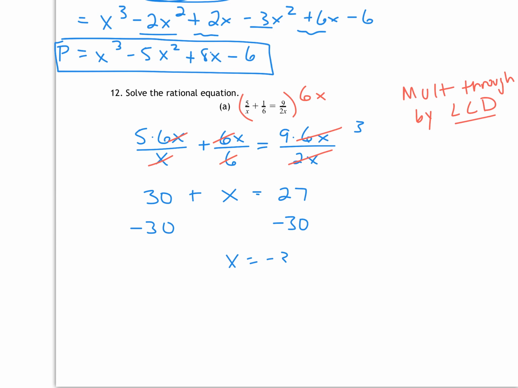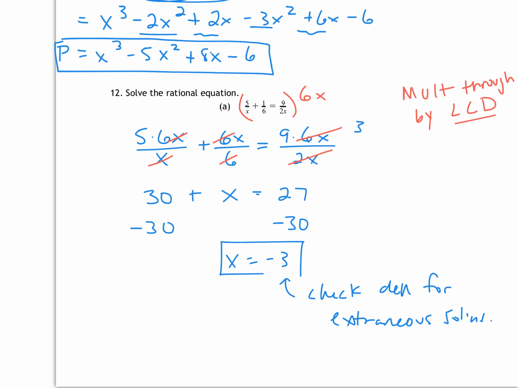X is negative 3. Remember to check denominator for extraneous solutions. So denominator checks out okay. X equals negative 3. Works out fine.